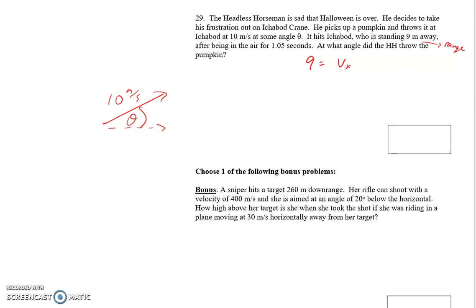So all you can do is divide to get your velocity in the x direction. So that velocity in the x direction has to be 8.57 meters per second. So that gets labeled on the x side of this triangle. And then you can use cosine to get the angle. Cosine of theta equals 8.57 over 10. So use your inverse cosine, and you get 31 degrees.